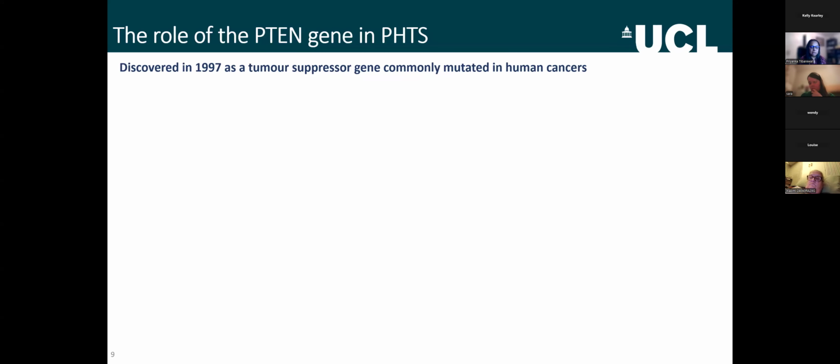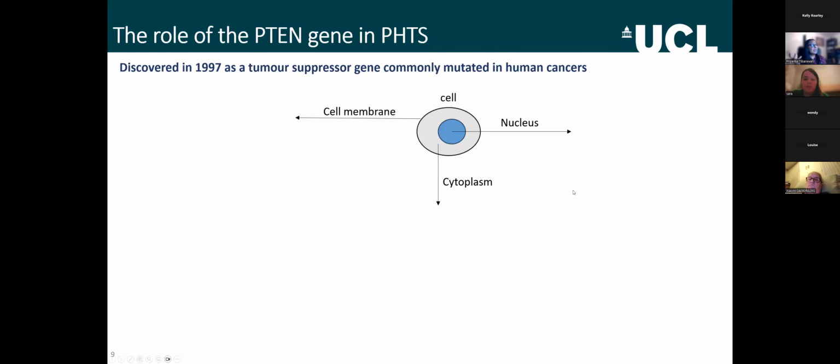And once they started sequencing the different cancers, they found that there was a particular region of the chromosome that had mutations in it and had large areas of it missing. And that's how the PTEN gene was discovered. It was discovered as a gene that was deleted or missing in a lot of cancer biopsy samples. Now, the PTEN gene has multiple functions.